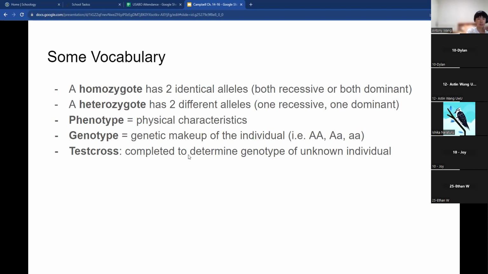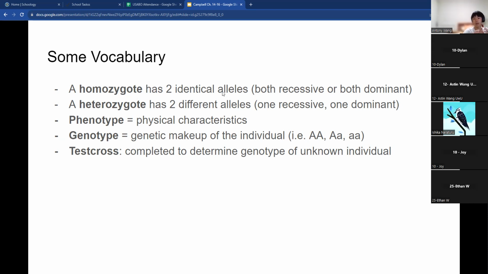Mendelian genetics assumes that each gene has two alleles, meaning two different versions of DNA for that gene. And classical Mendelian genetics assumes that an allele is either dominant or recessive. We'll get into what that means in a second, but you should know these definitions. A homozygote is an organism that has two identical alleles for a gene.